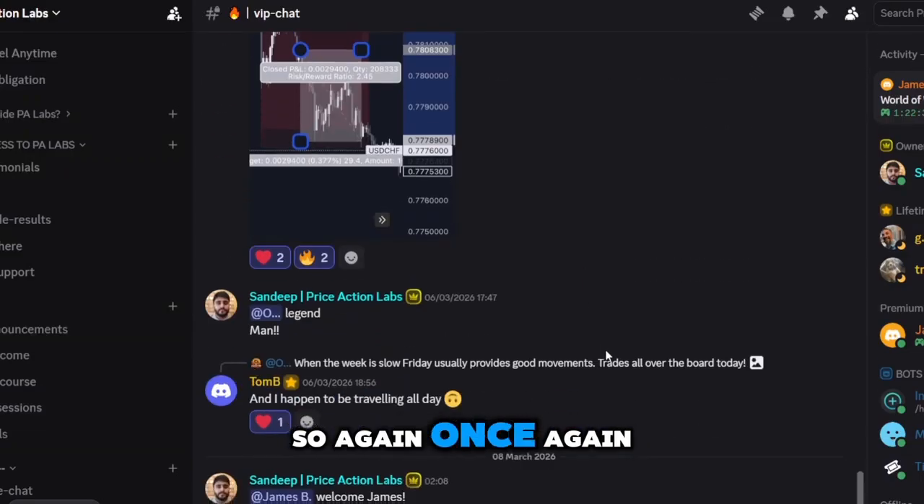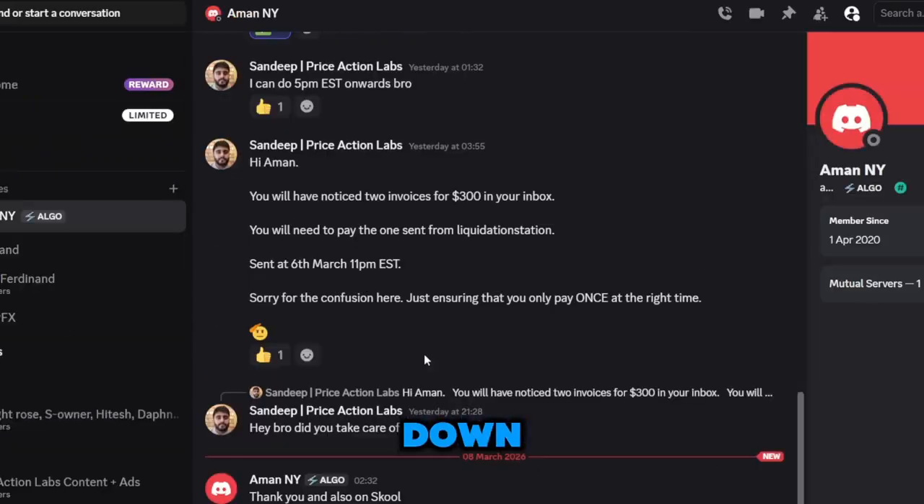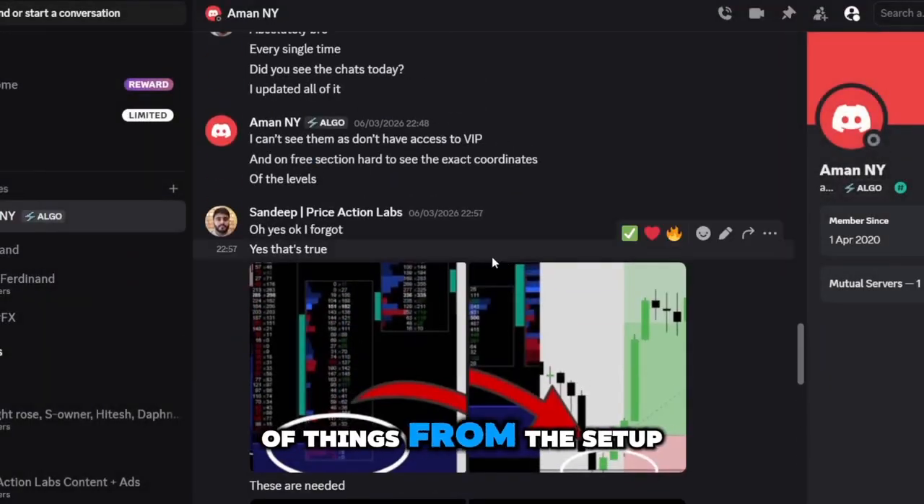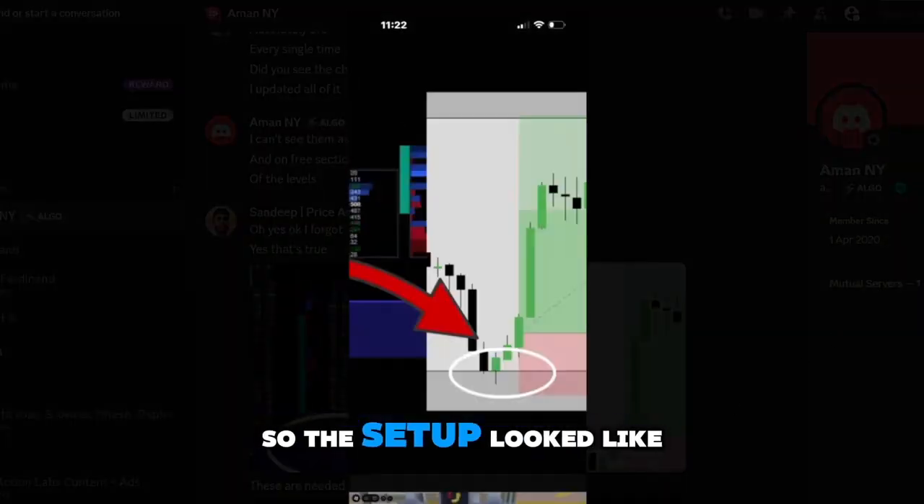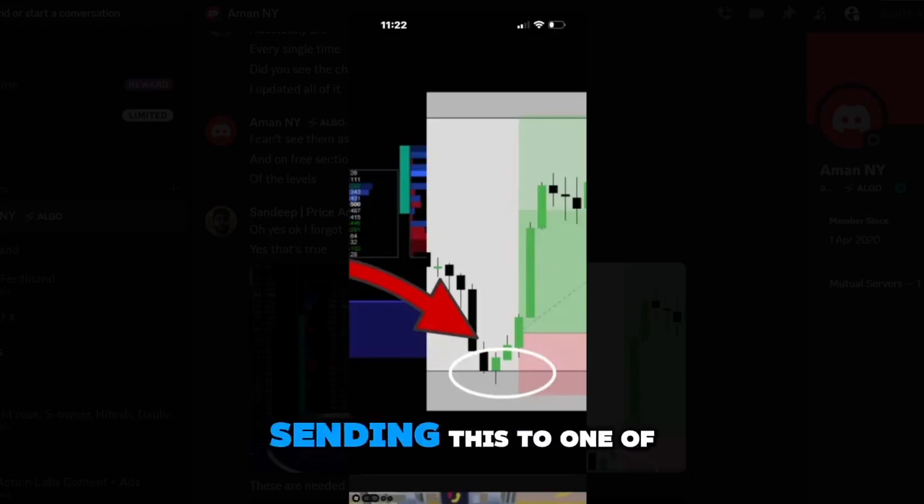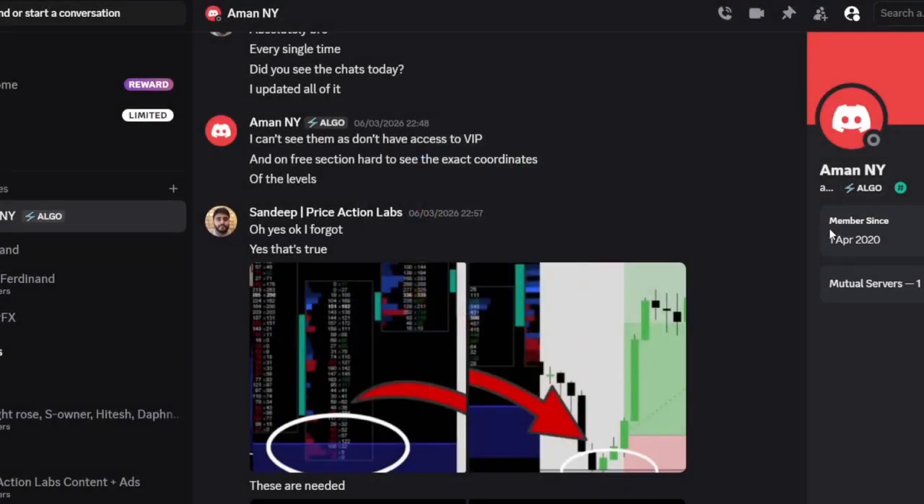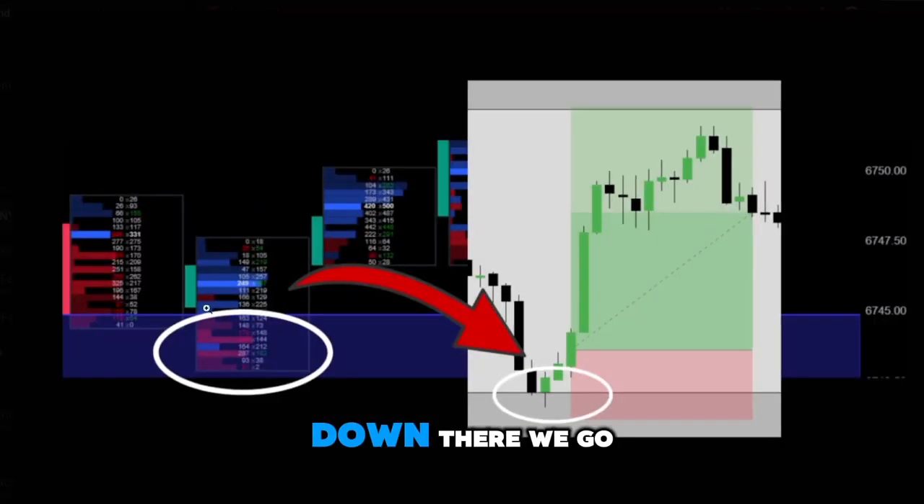So once again, I think I broke this down. Let's see. There we go. So here was a couple of things from the setup, right? The setup looked like this. I'm just sending this to one of my students as well. So if I break this down, there we go.